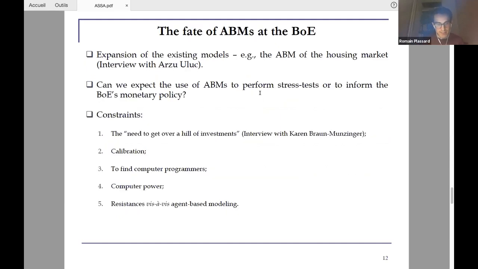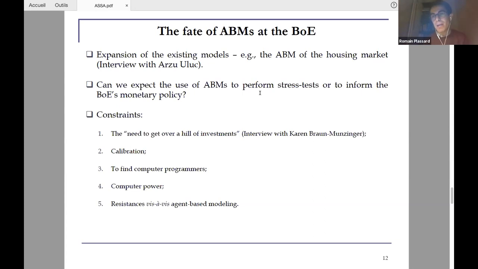And to begin, I think it's worth noting that several economists keep working on ABM at the Bank of England. This is the case of Arzu Uluc and Marc Hinterschweiger. These two economists contributed to the elaboration of the agent-based model of the housing market. And right now, they are working on its expansion. Such cumulative work is important because it allows to perpetuate the use of agent-based models. However, it does not guarantee a broader use of the modeling technique.